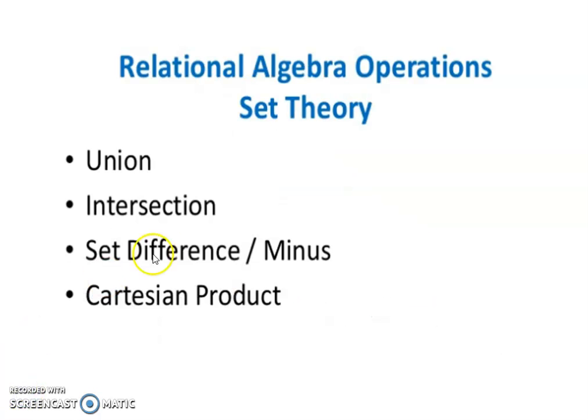Next we discuss relational algebra operations from set theory. In that these operations are included. First one is union, second one is intersection, third one is set difference or minus, and fourth one is Cartesian product. Now we will discuss them one by one.